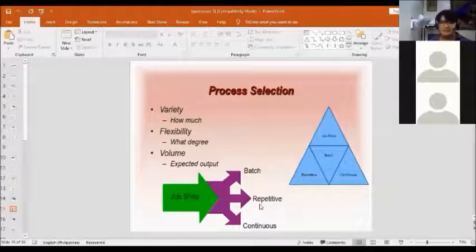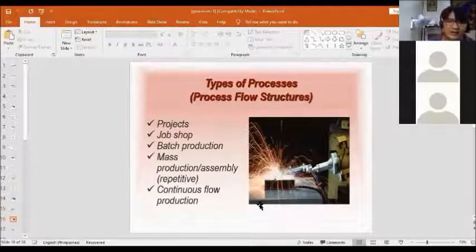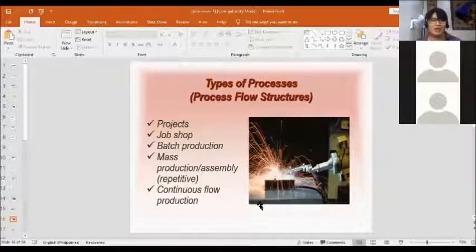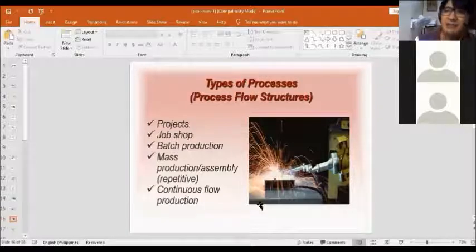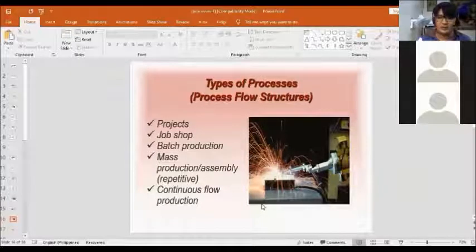So we have types of processes. We have projects, just like the projects that you have done. We also have job shop, batch production, mass production, or what we call assembly. Don't be confused, you may use the terms interchangeably. And we also have continuous production. So let's discuss the different types of processes.